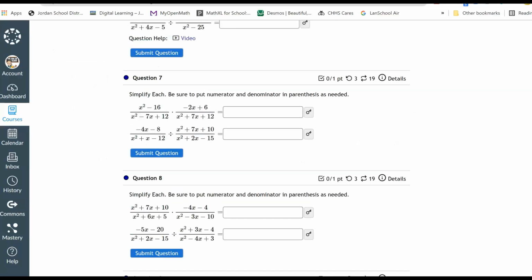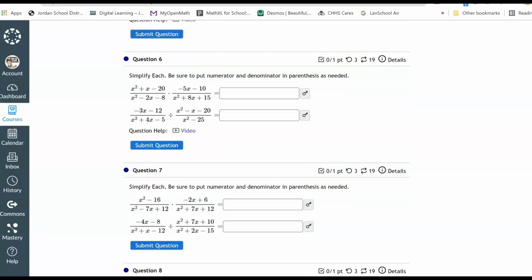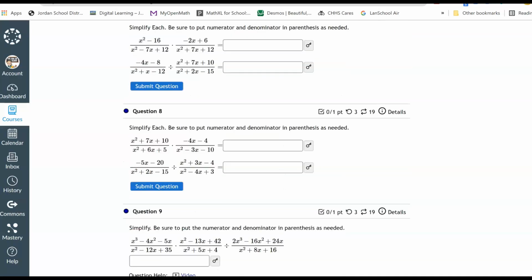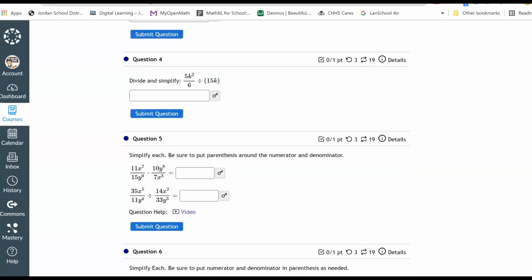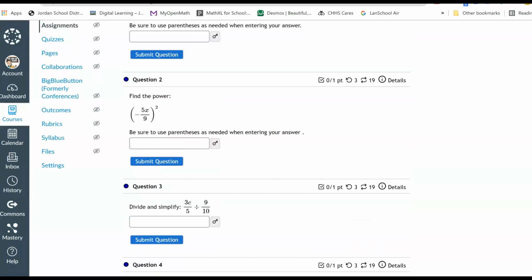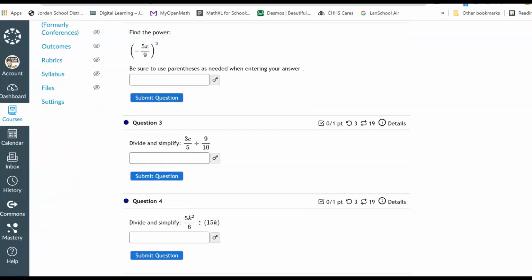So for your assignment, you're not doing any of the domain restrictions, but always just keep those in the back of your mind, because when we get to solving, we could have answers that cancel out. So just be aware of your domain restrictions when you're doing your rational expressions. But on this assignment, you don't have to enter them into your answers.